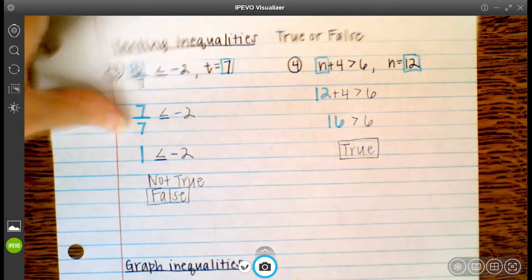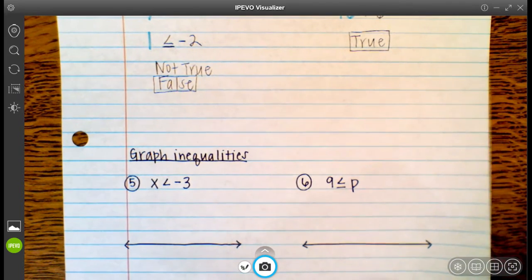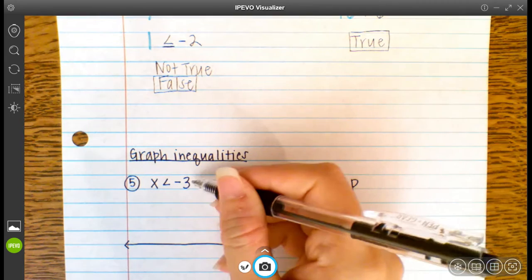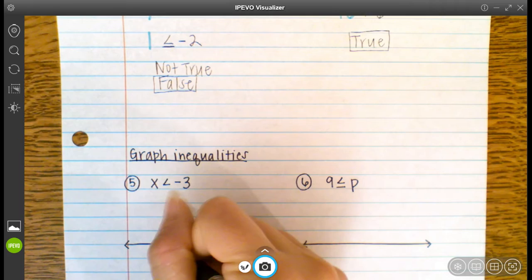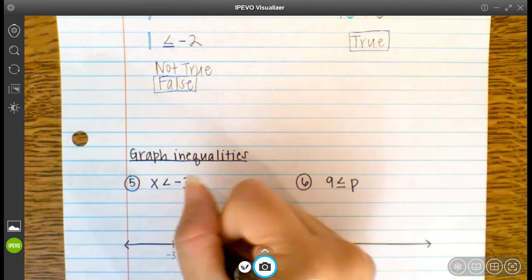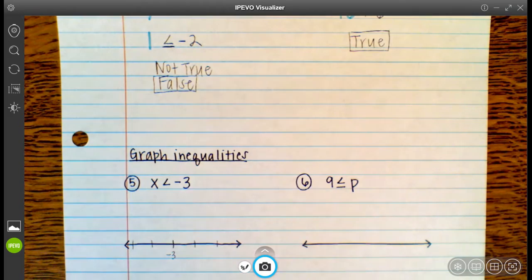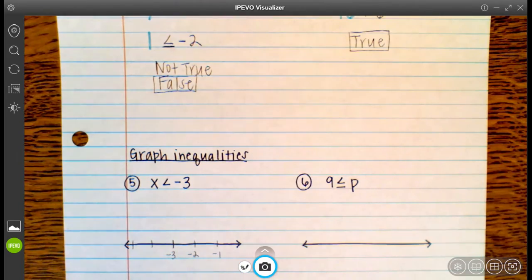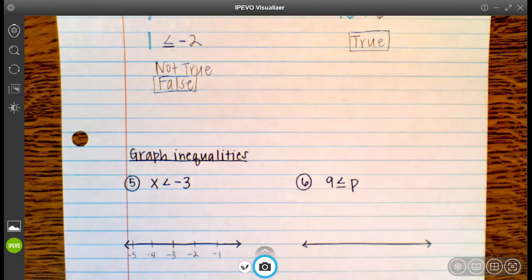All right, now the last part is graphing your inequalities. So in order to graph, you will need to draw a number line. And not only will you draw the number line, guys, but I always want you to put whatever this number is in the middle of your number line. So we're going to put -3 smack dab in the middle. Now I'm going to put 2 little hash marks on either side here. So to the right of -3 is -2 and -1. To the left of -3 is -4 and -5.